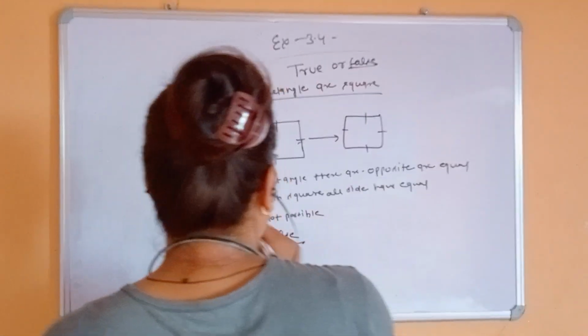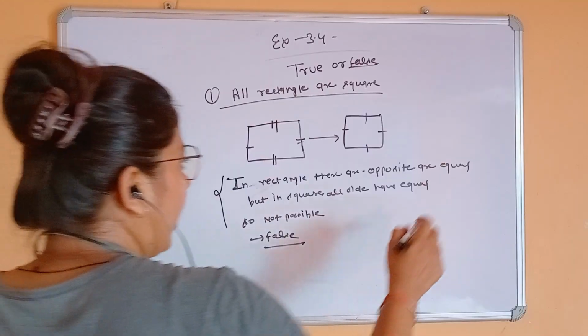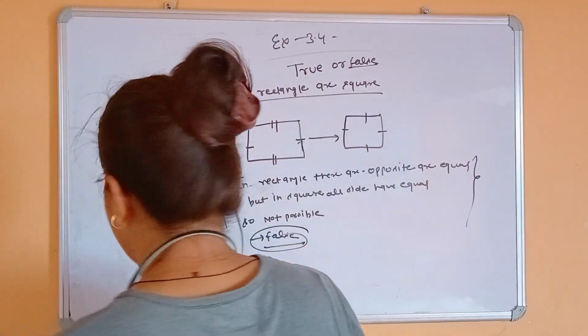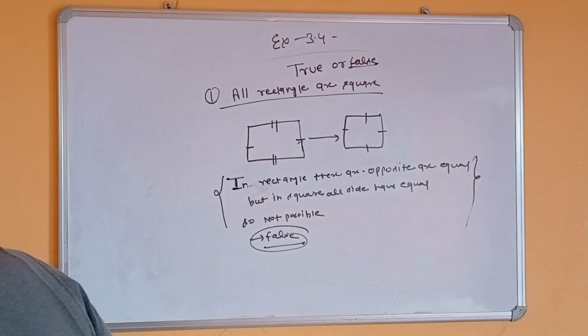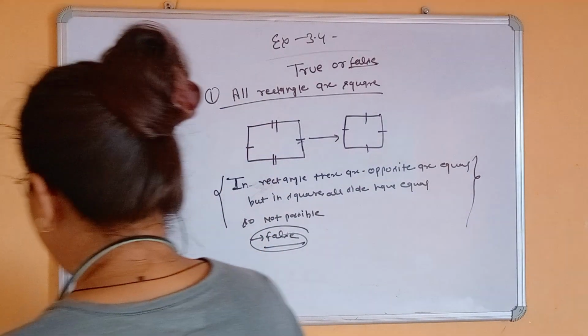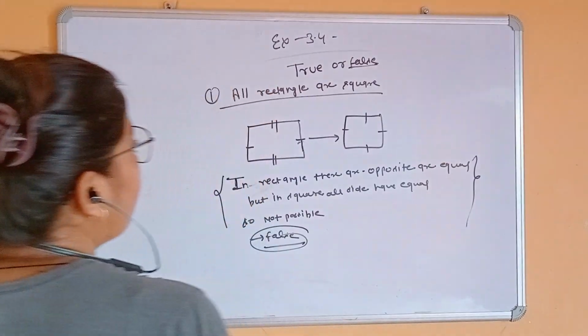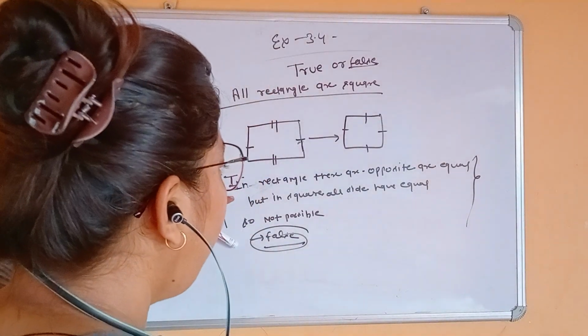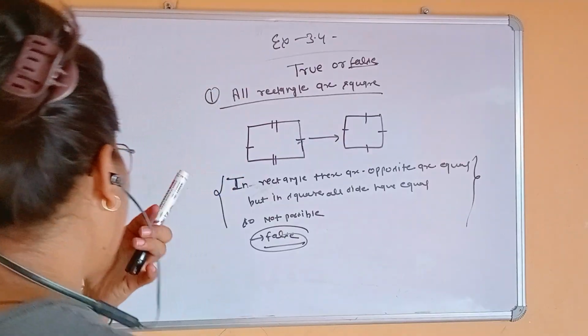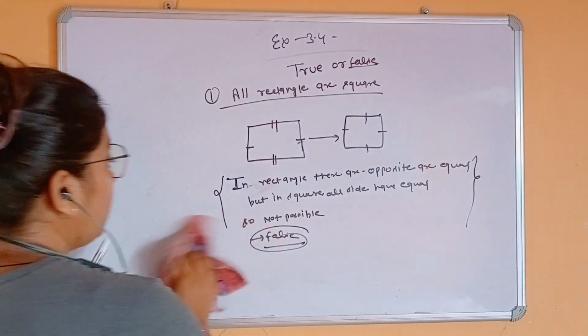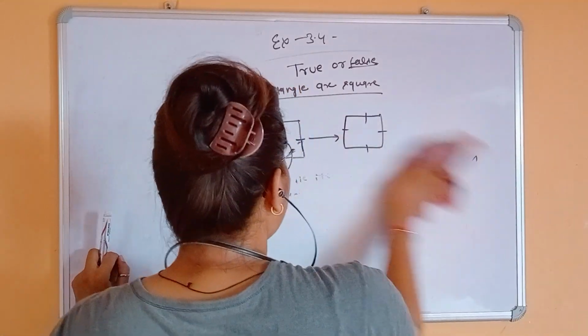Here you must definitely write the reason. That's very important. If you write only false, that is not the correct answer. So first you write the reason: how is it not possible, what reason makes it not possible? So we understood the first question. Now let's understand the second question.